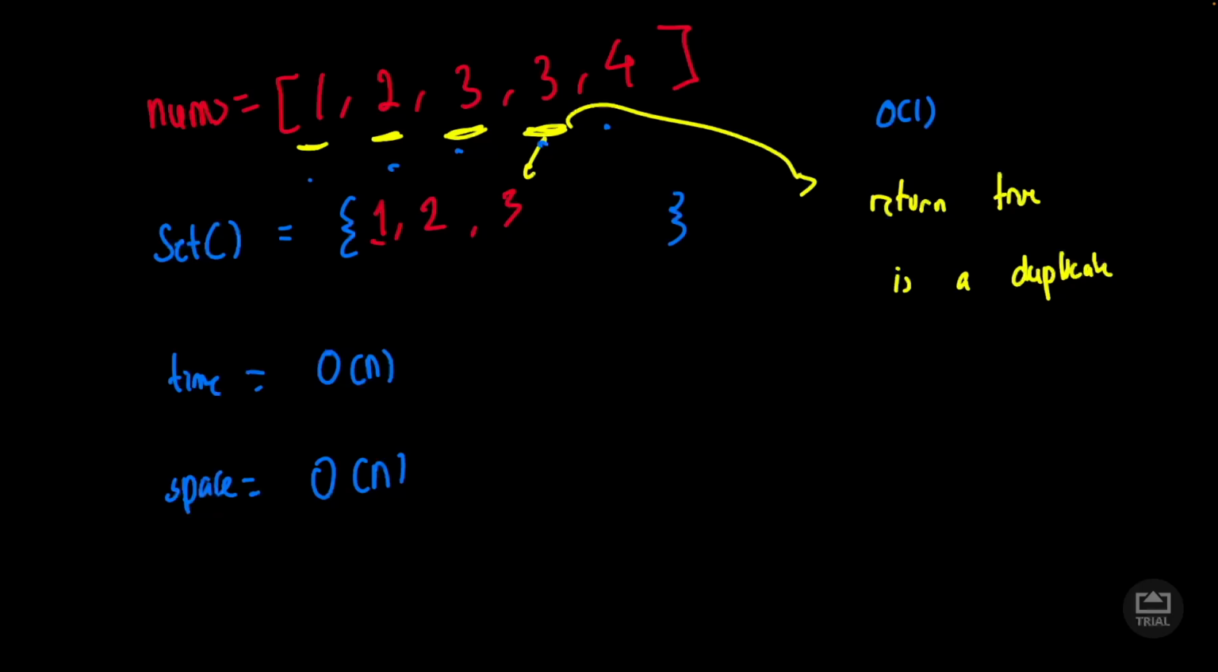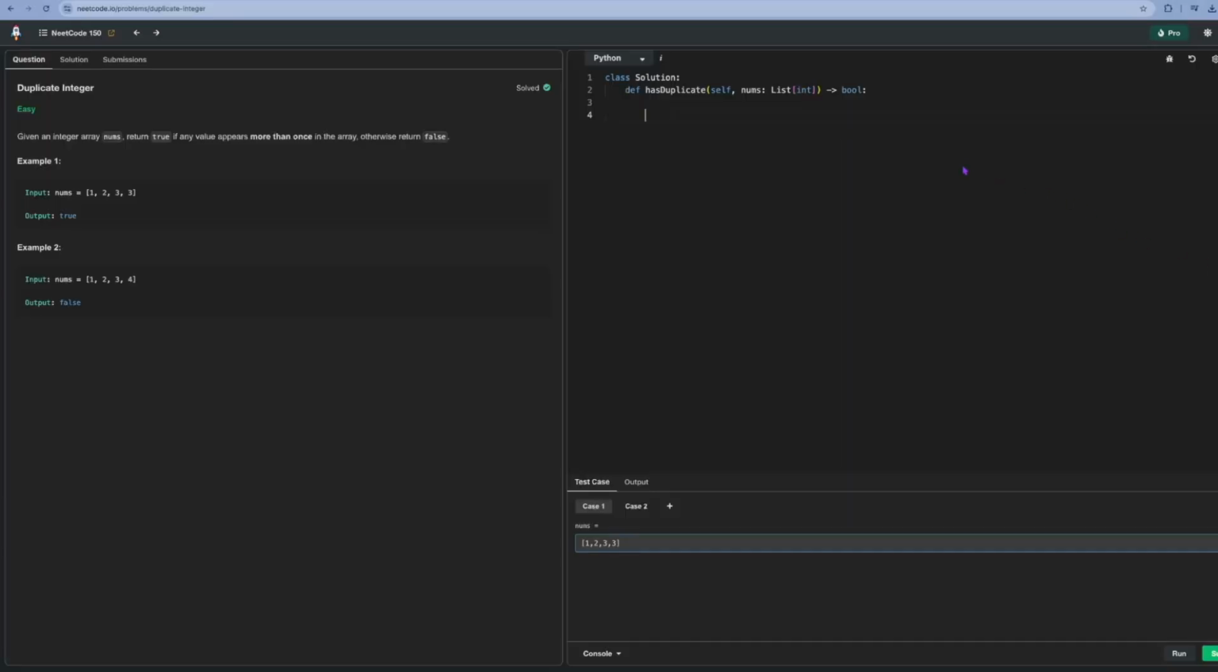So let's get to coding this. Okay, so here's what we're going to do. We're going to first initialize a set. Then after we do that, we loop through every integer in nums. And once we do that, we want to check if n is in the hash set, and if it is, we return true as there is a duplicate.